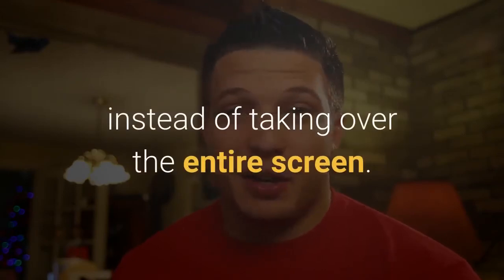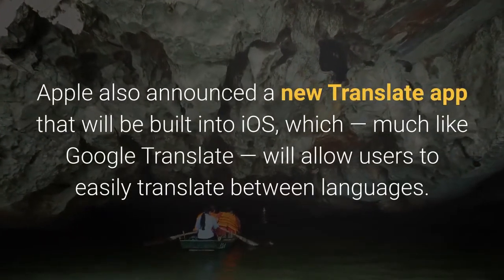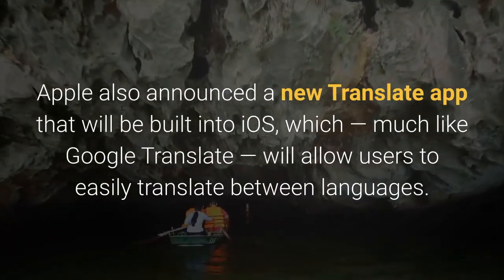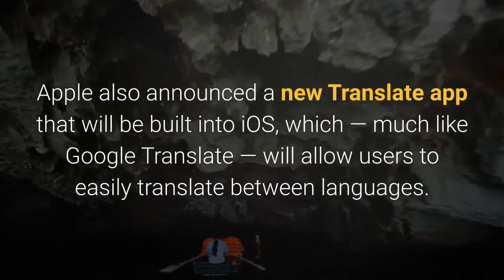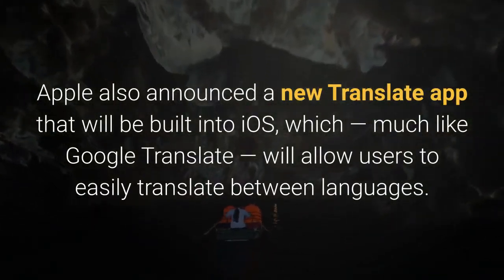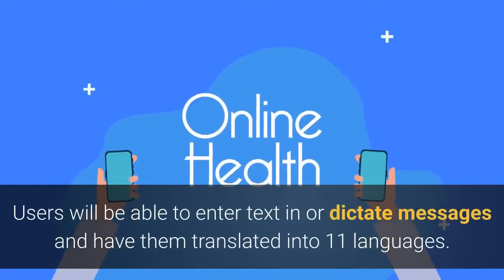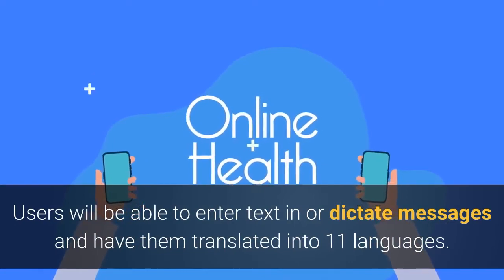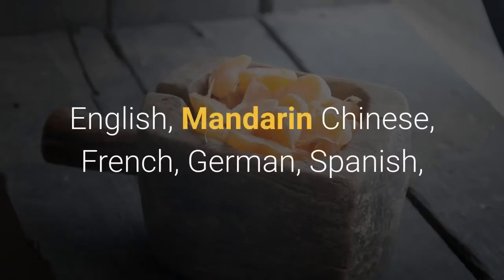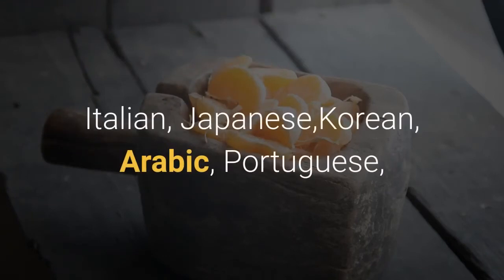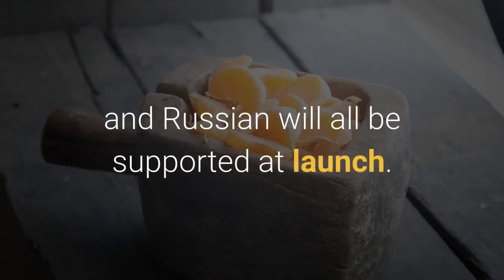the entire screen. Apple also announced a new Translate app that will be built into iOS, which, much like Google Translate, will allow users to easily translate between languages. Users will be able to enter text in or dictate messages and have them translated into 11 languages. English, Mandarin Chinese, French, German, Spanish, Italian, Japanese, Korean, Arabic, Portuguese, and Russian will all be supported at launch.